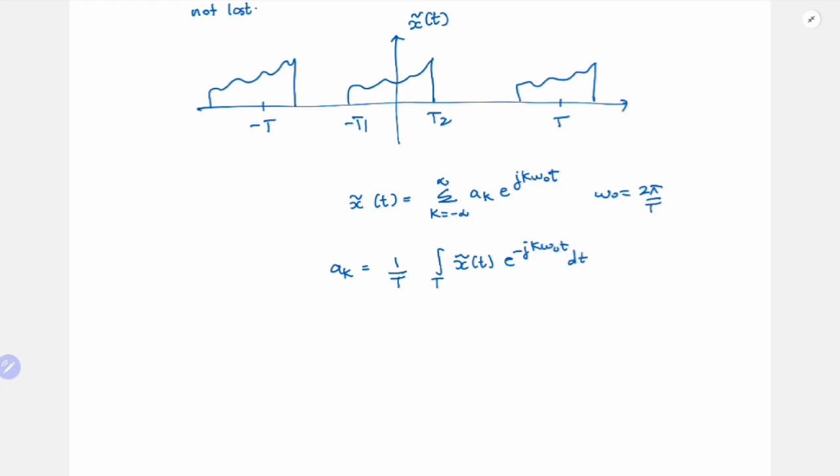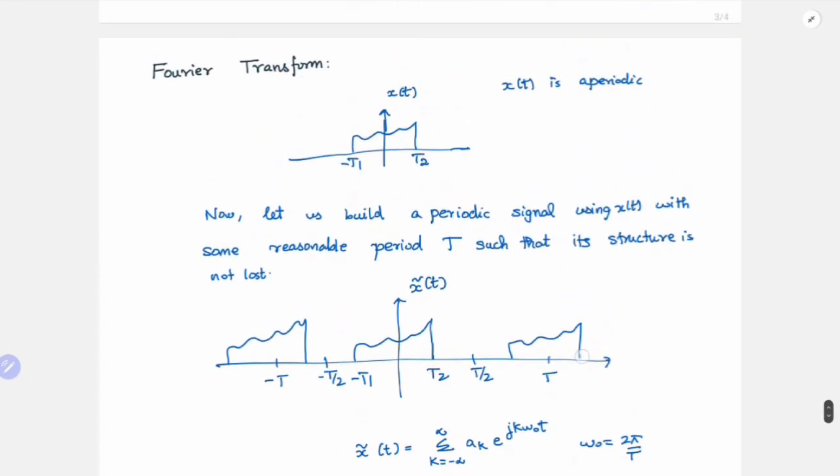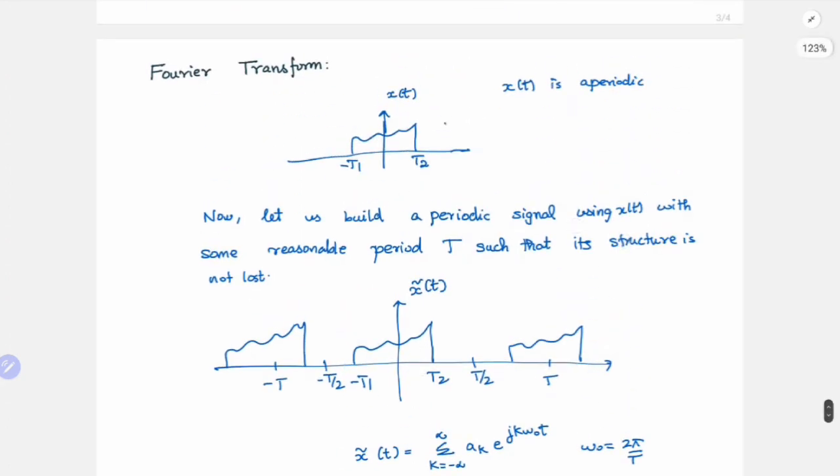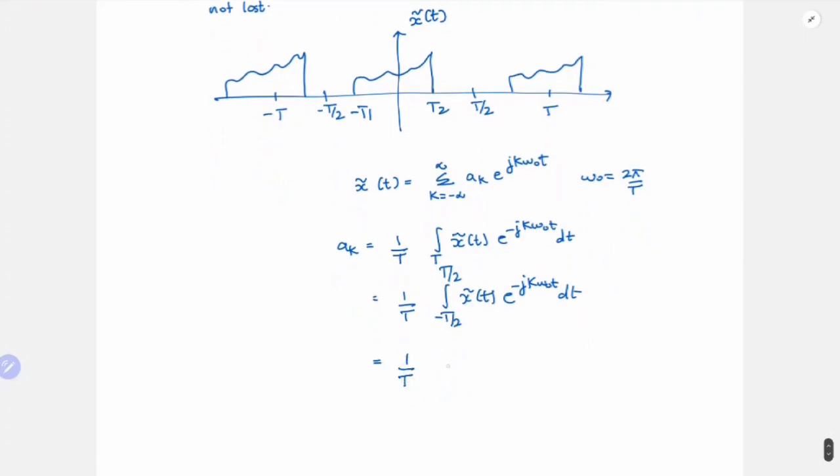Now I'll do a simple manipulation here. It can be over any period, so I take the first period, minus T by 2 to T by 2. Minus T by 2 will be somewhere here, to T by 2, and x tilde of t e power minus jk omega naught t dt. But if you observe this signal and this signal, they are the same in the region minus T by 2 to T by 2, right? So I can easily replace x tilde of t with x of t. So minus T by 2 to T by 2, x of t e power minus jk omega naught t dt.